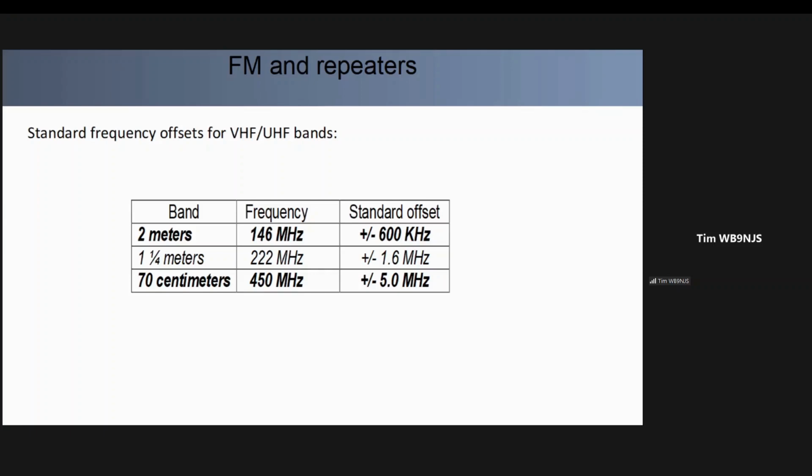Why, you might ask, is there such a broader offset on that band? Well, part of the reason is the 2 meter band runs from 144 to 148 megahertz. It's only 4 megahertz wide. The 70 centimeter band runs from 420 to 440 or 450 megahertz. So it's a whole 30 megahertz wide. So there's plenty of room. So broader offsets, 5 megahertz on the 70 centimeter or 450 megahertz band.